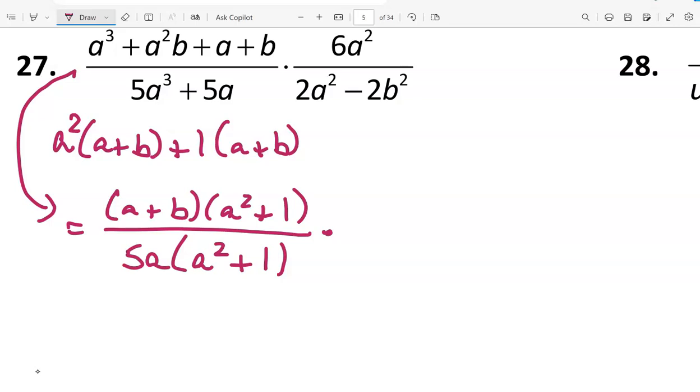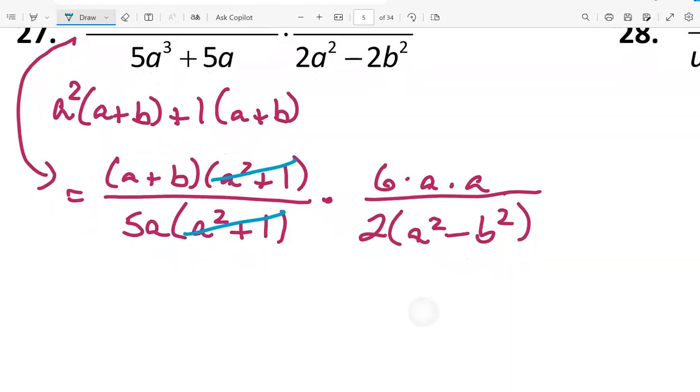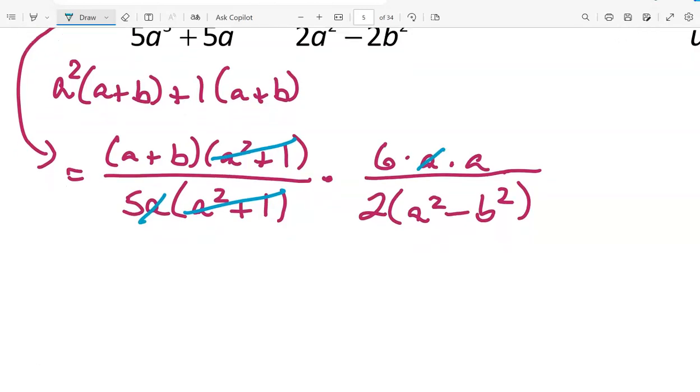The second fraction's numerator can be factored into 6 times a times a. A squared can always be factored into a times a. And then downstairs, 2 times a squared minus b squared. Let's cancel whatever common factors we can now. There may be more work to do here. A squared plus 1 is common to numerator and denominator. And then I believe we also have a factor of a that can go away.